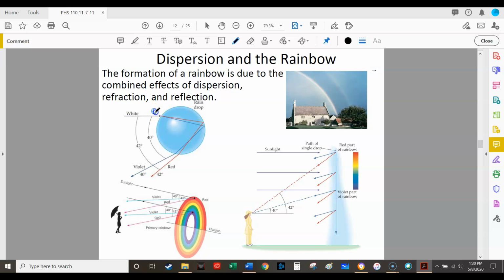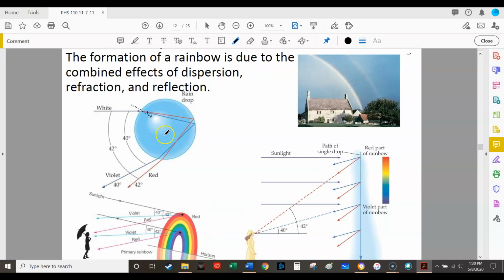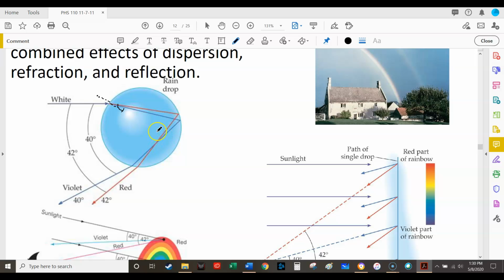Okay, and I'm going to draw the normal on this. So I'm drawing the normal. Notice that the red wavelength is not as refracted as the blue wavelength. If I zoom in on that, it's kind of hard to see. So blue is a lower wavelength than red, therefore red is not bending as much.